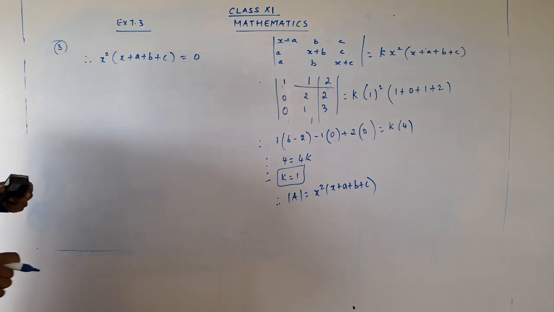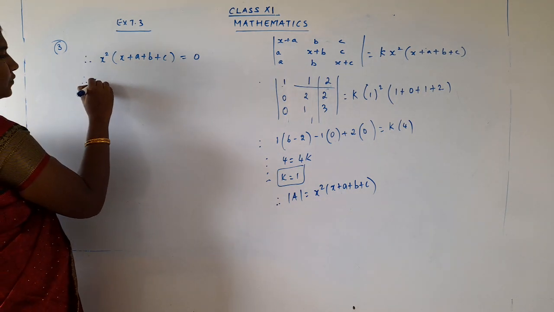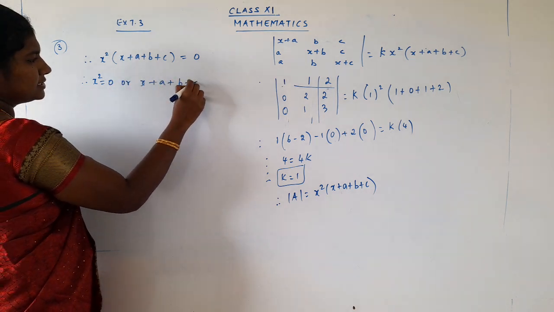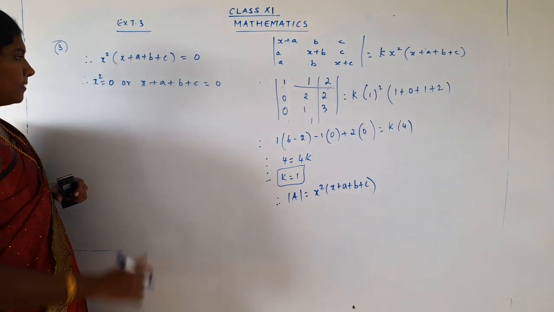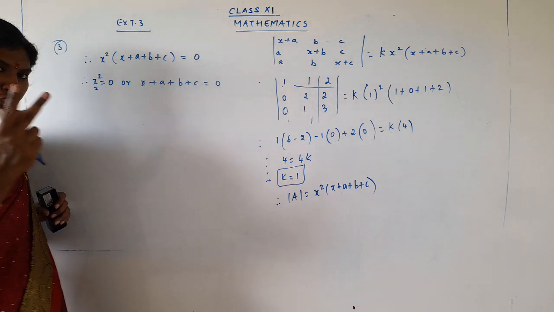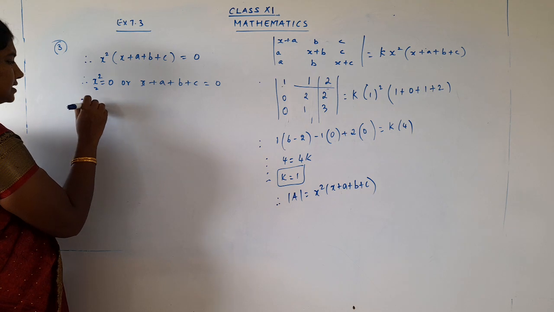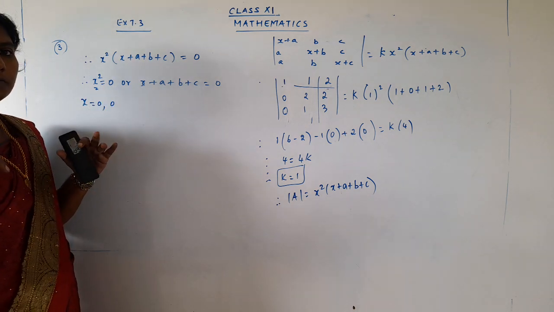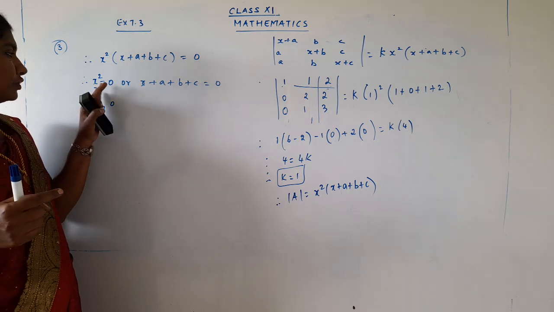Because I have to find out the value for x, I put here, therefore x square is equal to 0 or x plus a plus b plus c is equal to 0. So here x square is 0. That means how many x you have here? 2x we have. So I will get here x is equal to 0, 0. X square, that means x is equal to 0, 0, because two answers are there.